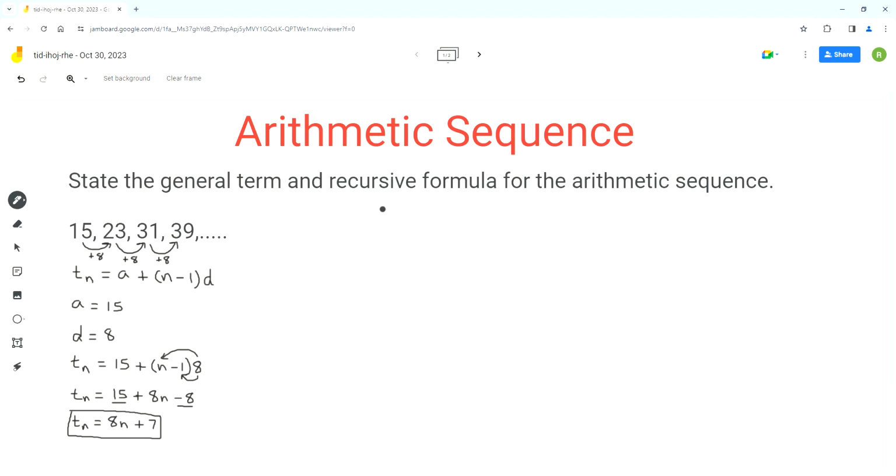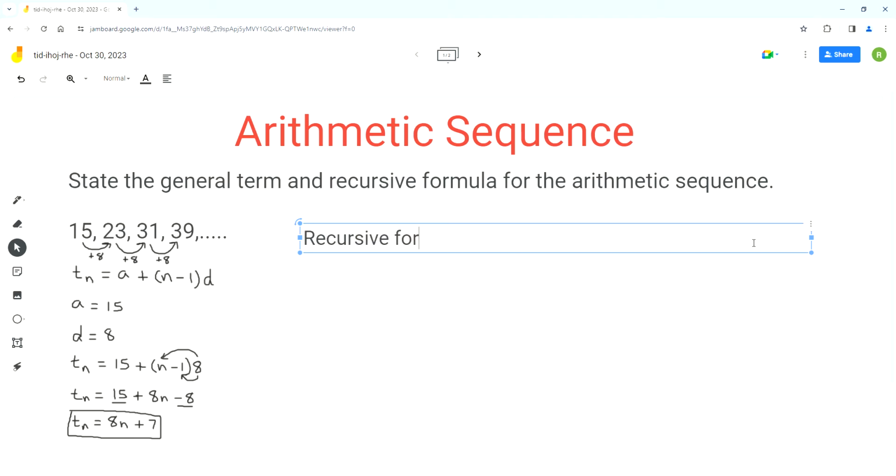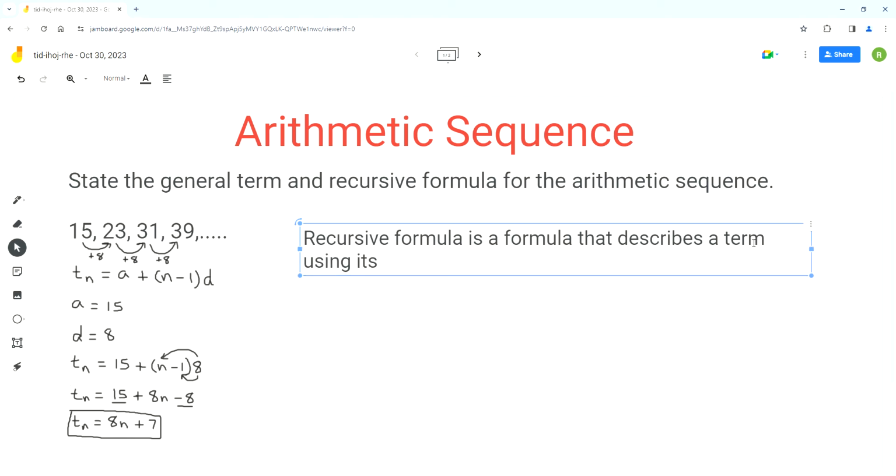Now we can find the recursive formula for this given arithmetic sequence. So before we find the recursive formula, let's write the definition for the recursive formula and try to understand what it is. So a recursive formula is a formula that describes a term using its previous term.